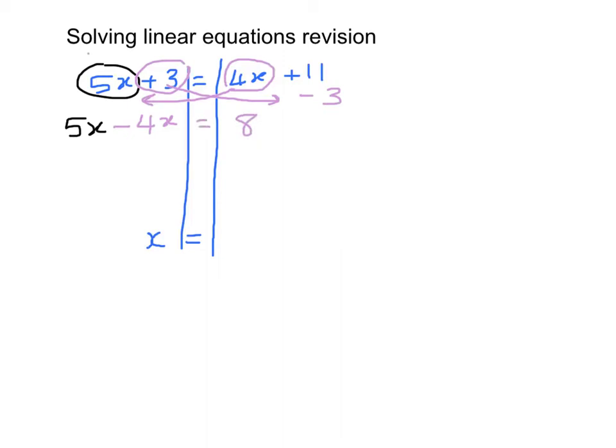Okay, so then I have 5x, take away 4x, just leaves me with 1x equals 8. Which 1x is the same as saying x equals 8. Okay, that's how we're solving. Solving means finding the value of the x that makes that expression or equation true.